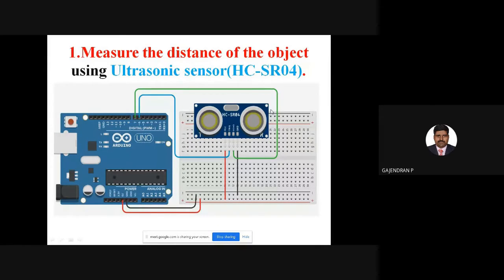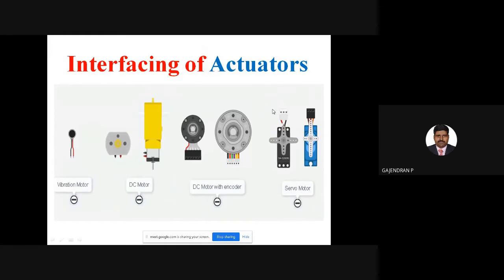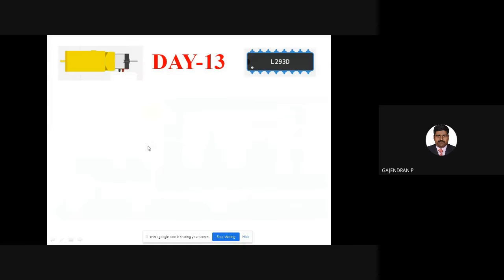Okay, now we will get into the actuators. SR gave a few introductions about the actuators. Here in Tinkercad, you have a few actuators. It starts from the vibration motor, simple DC motor, then DC motor with the encoder, then servo motor. The servo motor and the vibration motor will come in special machines. In today's class, we are going to see only the DC motor, so how to interface the DC motor, and we are going to do only three tasks.